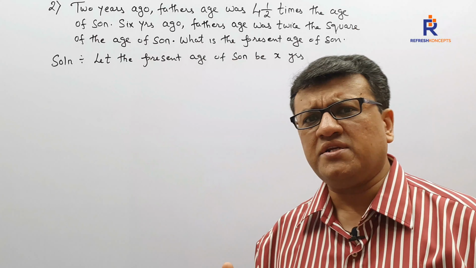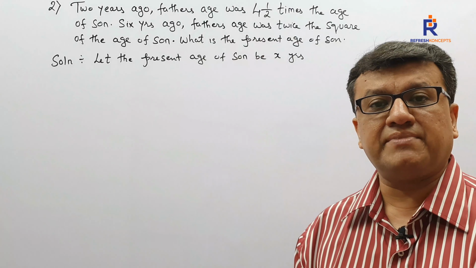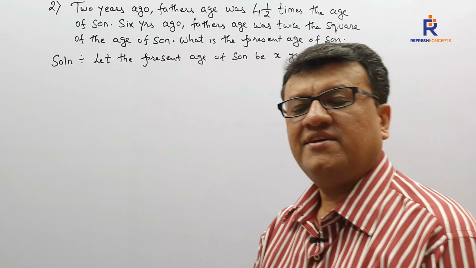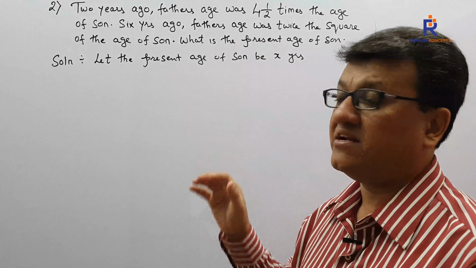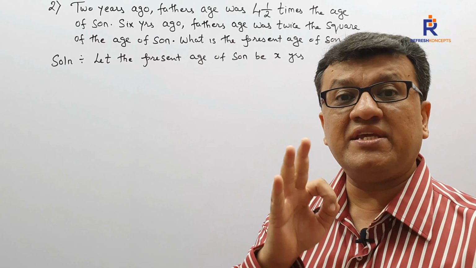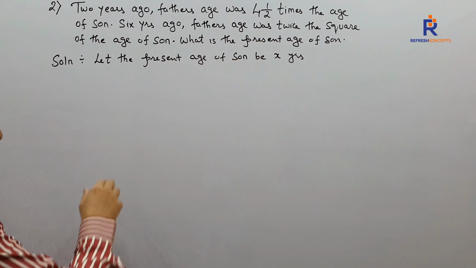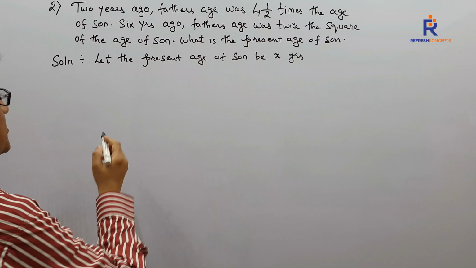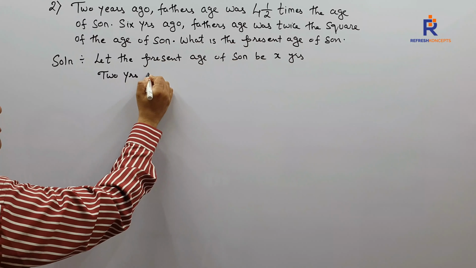So we have started off with the present age of son be x years. Now we take the first 3 words, children, mind you, the first 3 words. Just to make you understand, 3 words, 3 lines is my way of dealing with these kinds of sums. Just keep this in mind. What are the 3 words? 2 years ago.